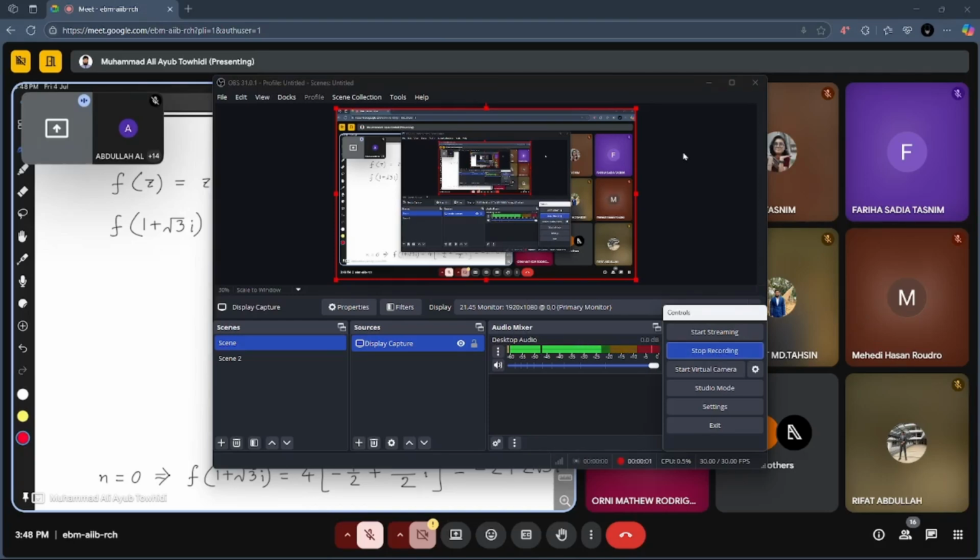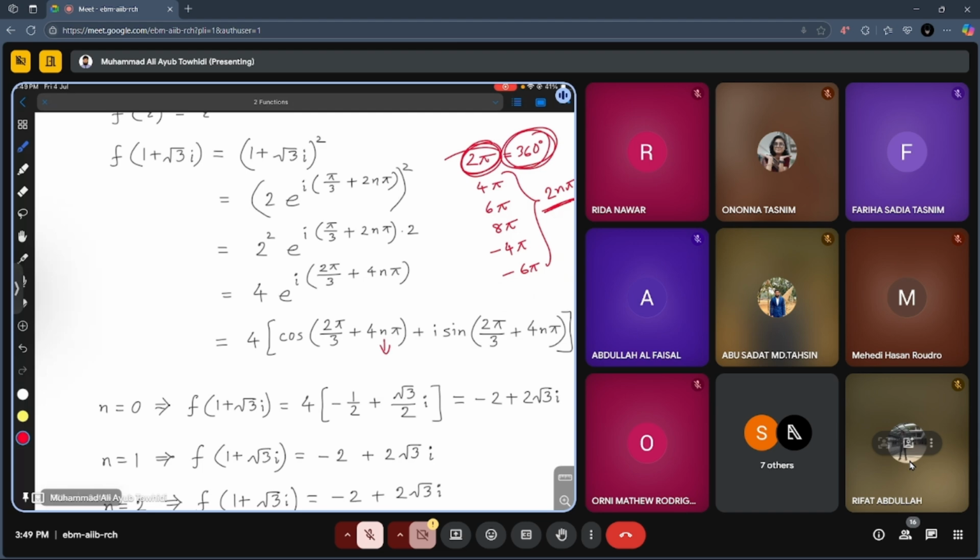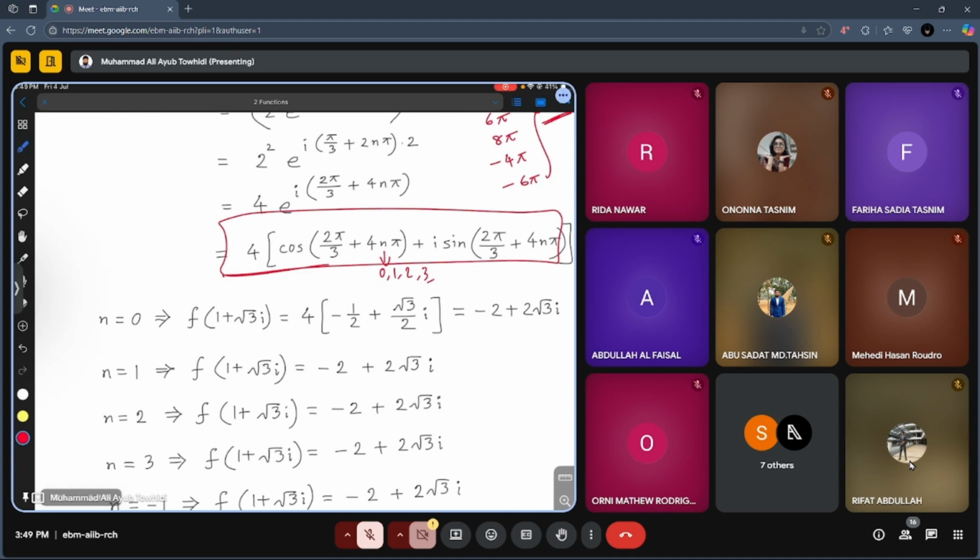Angle unchanged. It will keep the vector at the same location, or it will keep the complex number at the same location. So no matter what value you take for m, be it 0, 1, 2, 3, anything, every time you will see this result will be the same. It will be the same value.